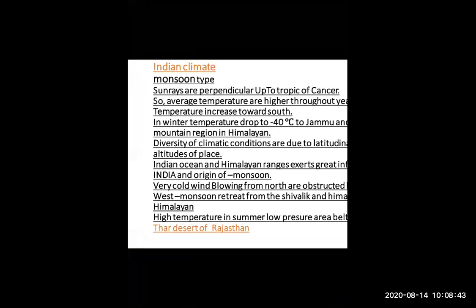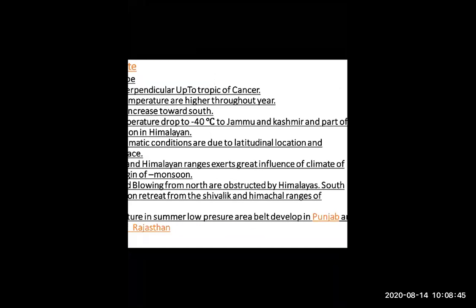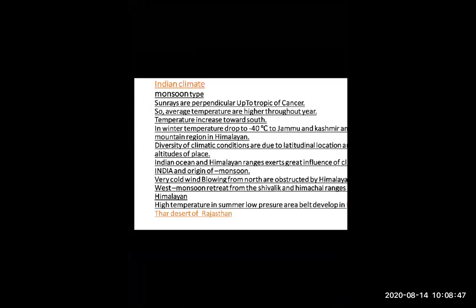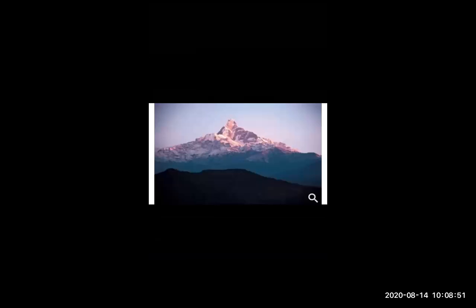Diversity of climatic conditions are due to the latitudinal locations and altitude of places. Now, what is altitude? Altitude means height. Because of both these reasons, the latitudinal location and altitude, we are experiencing a wide range of climate.